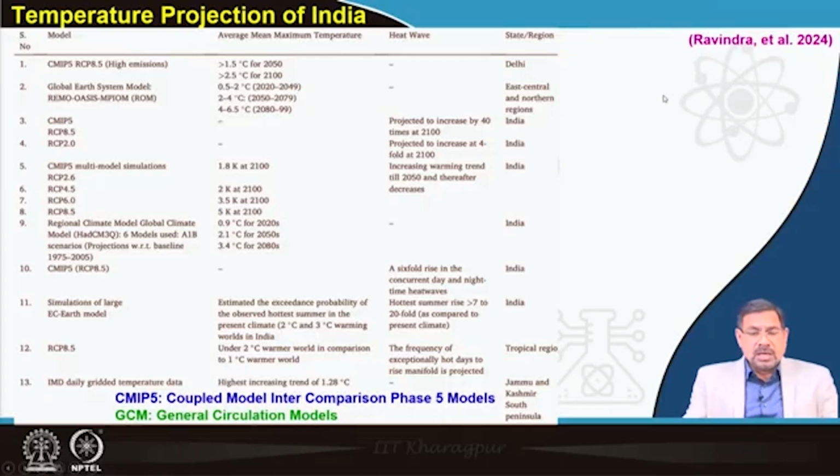You can see the ninth one, which is saying the regional climate model, global climate model, and 6 models used, A1B scenario as far as SRES, and projection with respect to baseline 1975 to 2005.